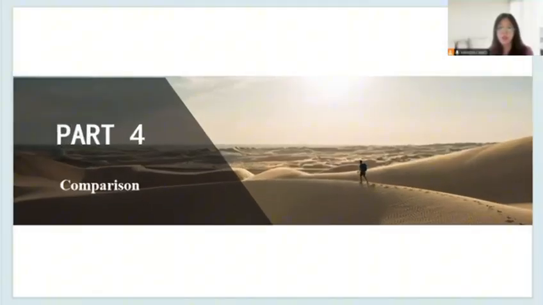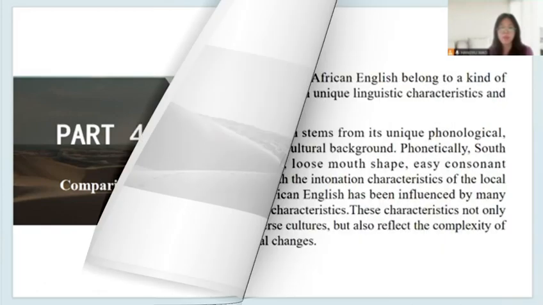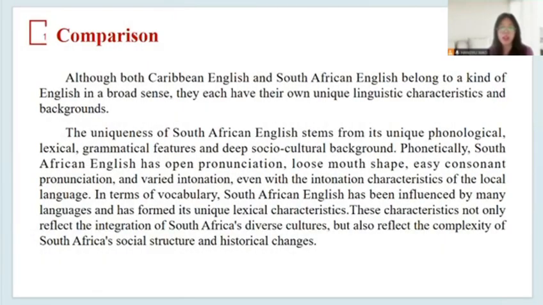Let's look at the four-part comparison. Although Caribbean English and South African English belong to the broad category of English, they each have their own unique linguistic character and background. The uniqueness of South African English stems from its unique phonological, lexical, and grammatical features, and deep social-cultural background.